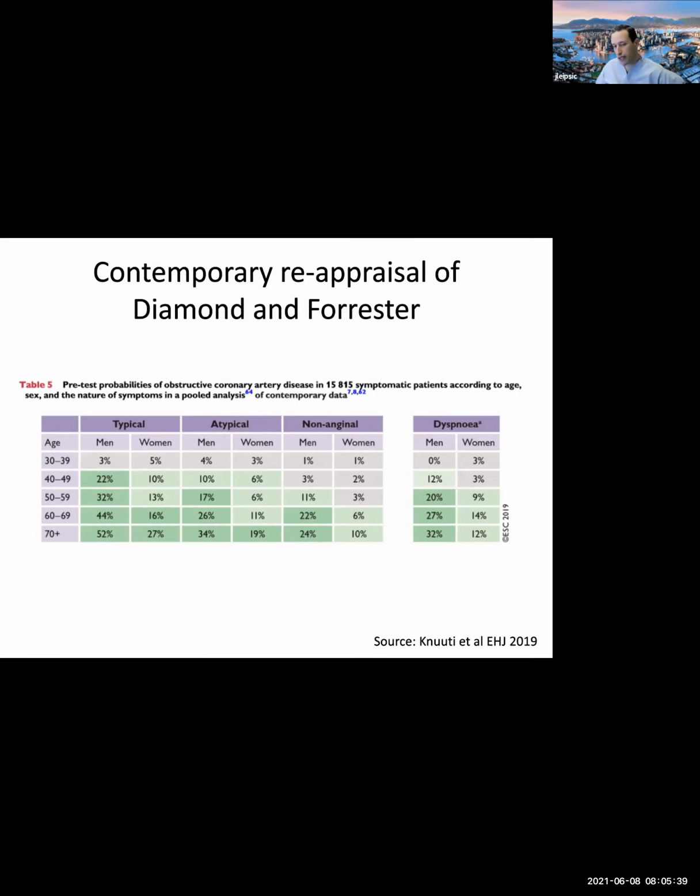So people were critical of that paper, suggesting that we didn't adjudicate symptom status as robustly.